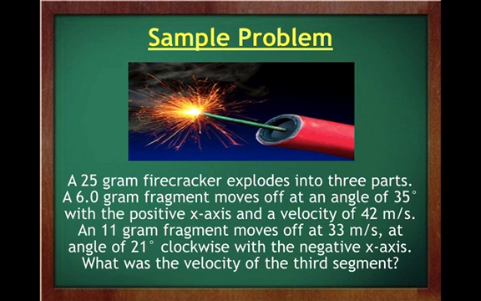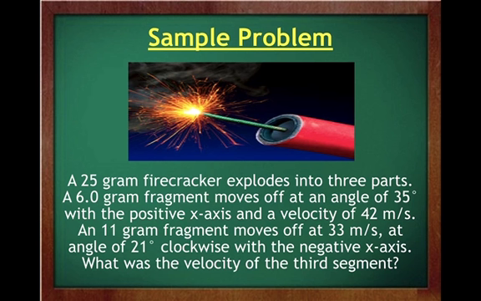All right, so here's our problem. We have a 25-gram firecracker. It explodes into three parts. A 6-gram fragment moves off at an angle of 35 degrees with the positive x-axis and a velocity of 42 meters per second. We have an 11-gram fragment that moves off at 33 meters per second at an angle of 21 degrees clockwise with the negative x-axis. What was the velocity of the third segment?